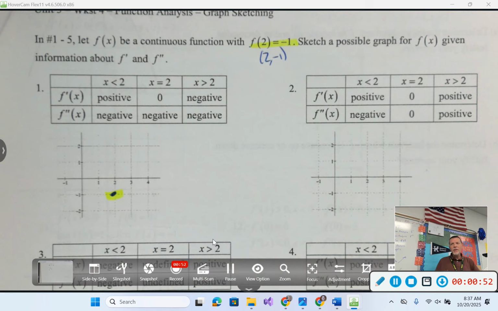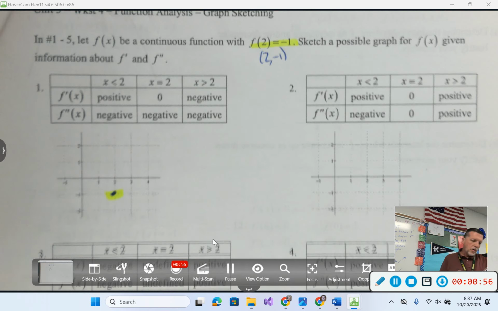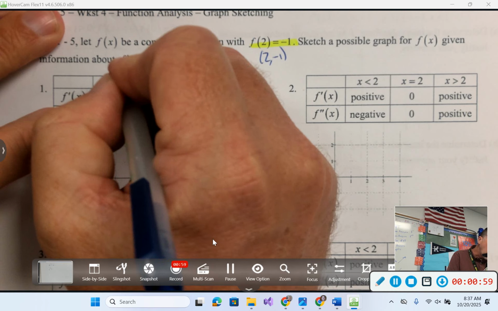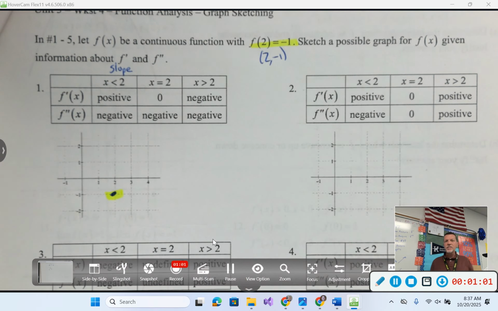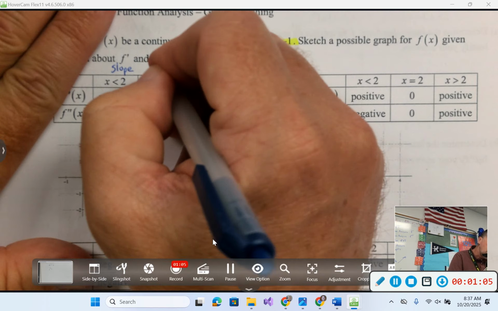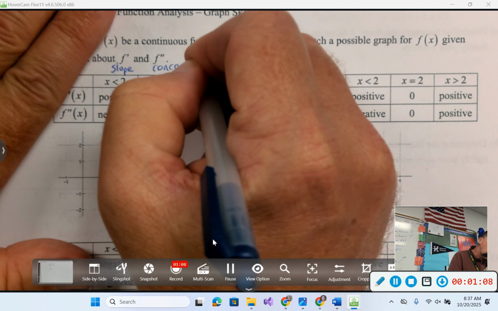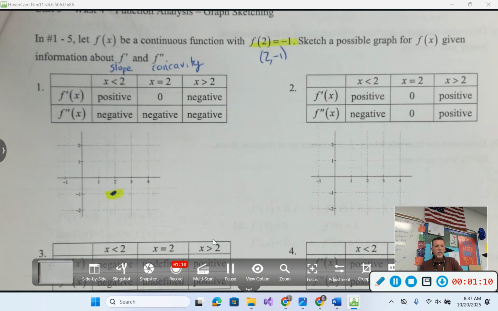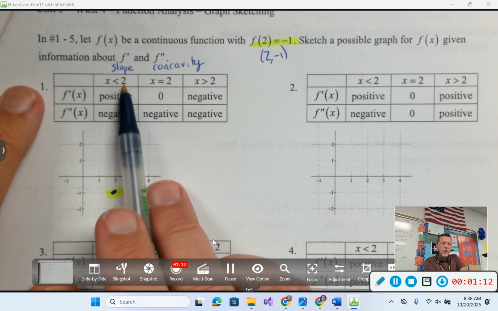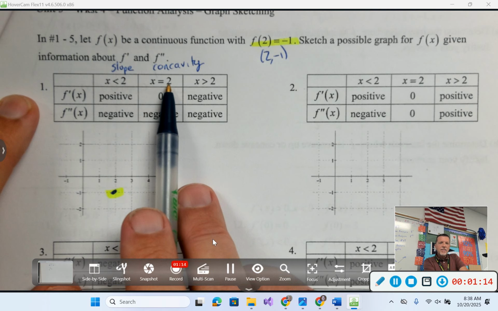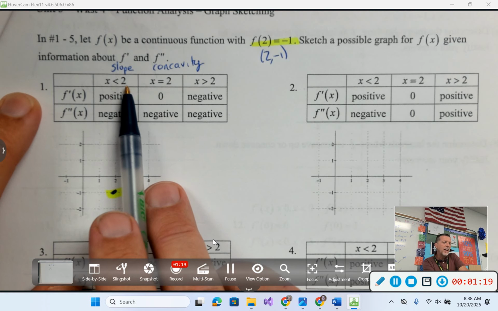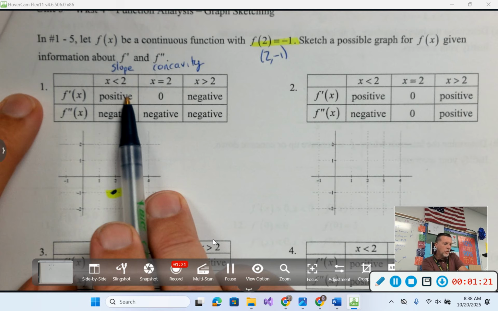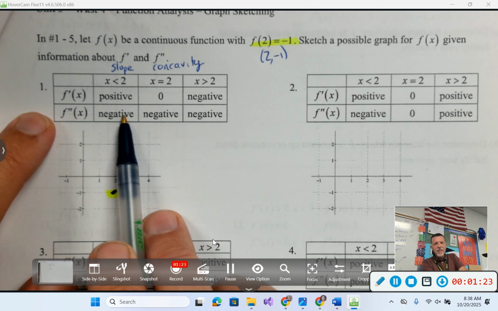What does f prime tell us about the graph? Let's just back up a second while we're reviewing. f prime tells us the slope, and f double prime tells us concavity. Okay, so number 1, when x equals 2, now let's start on the left. When x is less than 2, the slope is positive, the concavity is negative.